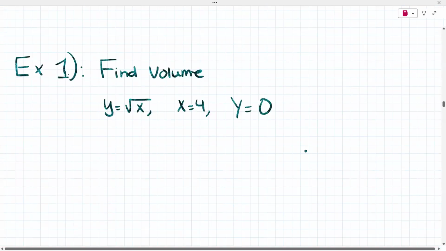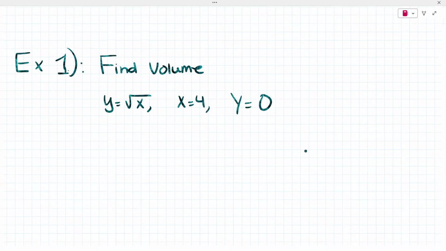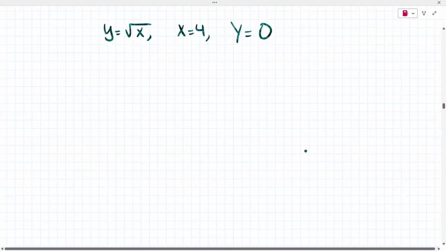Let's do an example. Example 1 says find the volume when we have 3 lines: y equals radical x, square root of x, x equals 4, and y equals 0. So let's first draw the image to see what we have.